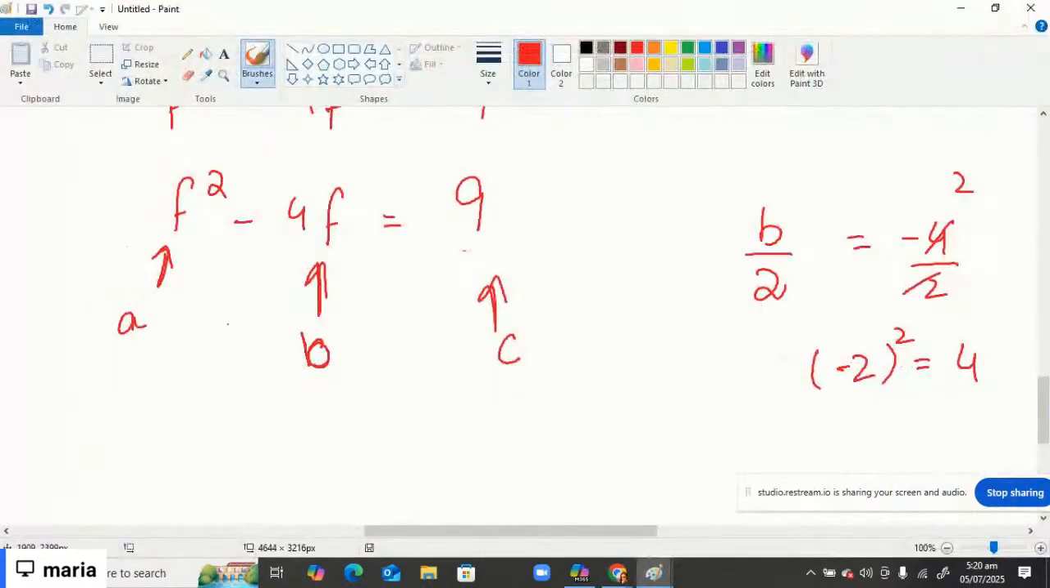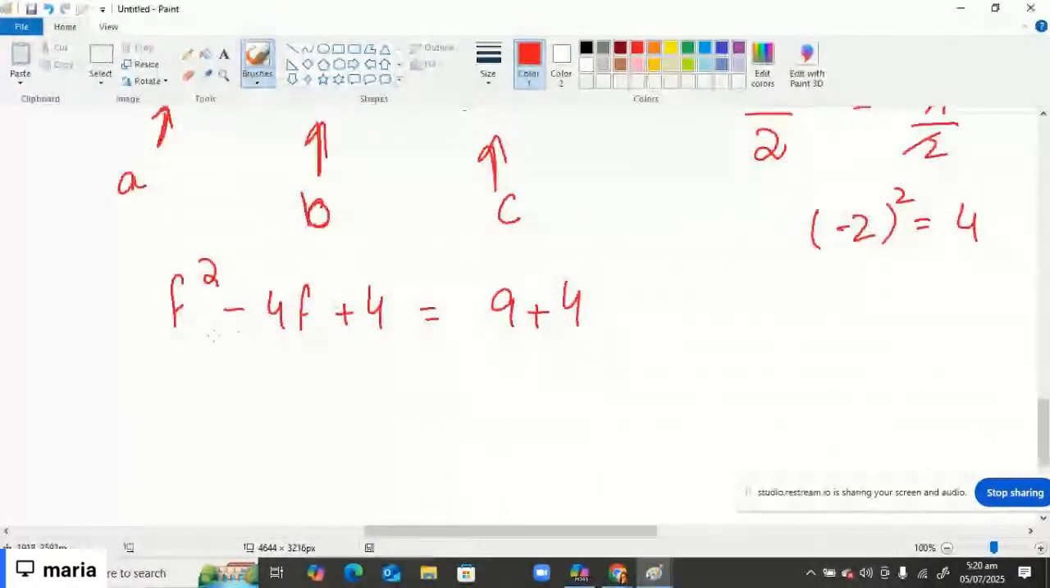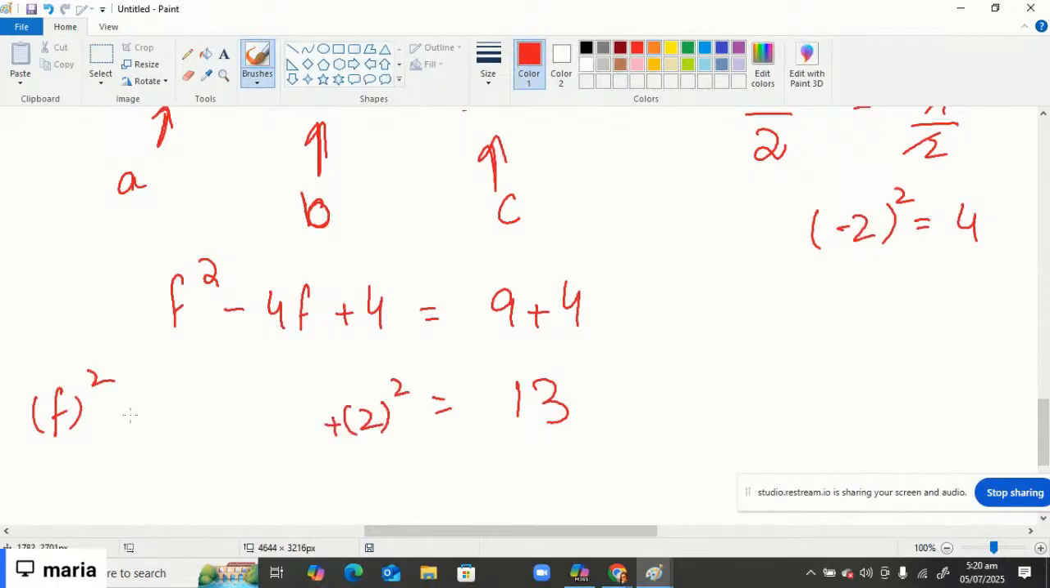So f square minus 4f plus 4 is equal to 9 plus 4, adding this 4 on both sides. So here it becomes the form of the square formula, and here 9 plus 4 is 13. And what does it become here? Look here. This becomes a square plus b square minus 2ab. What is a? That is f. What is b? That is 2. Minus 2ab.